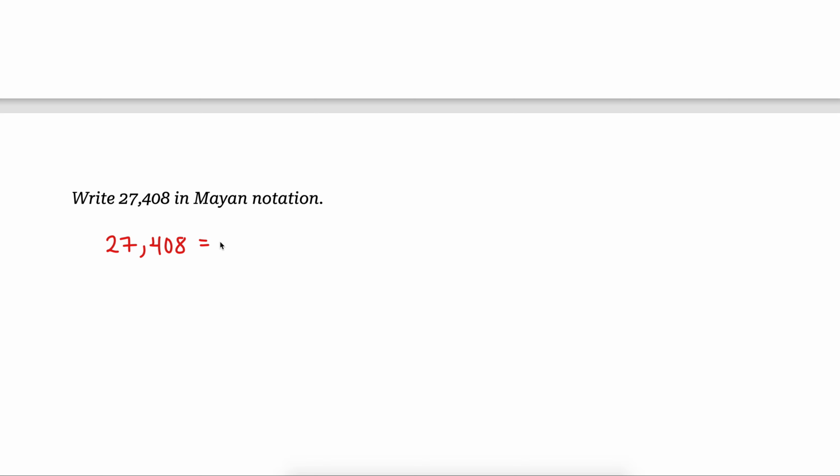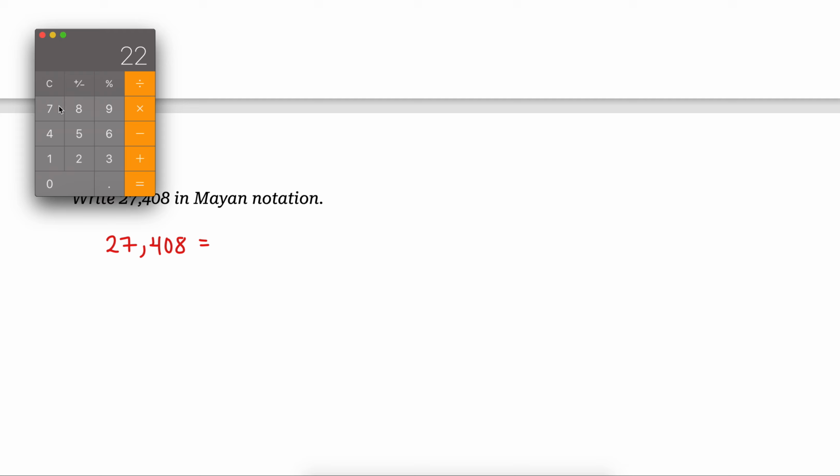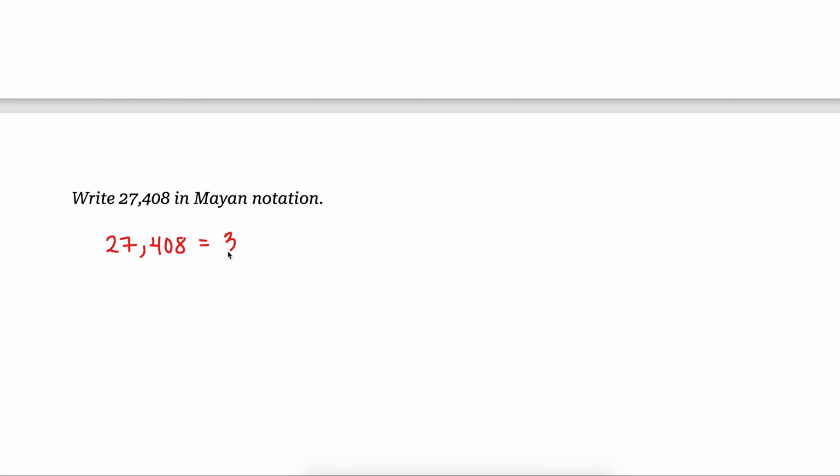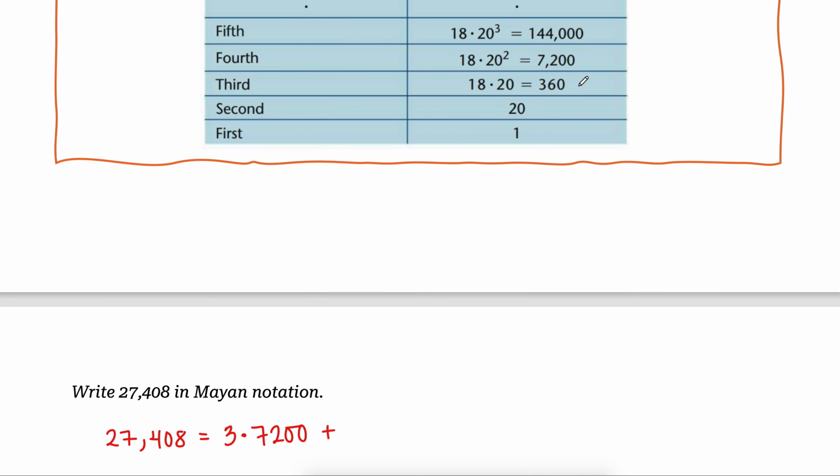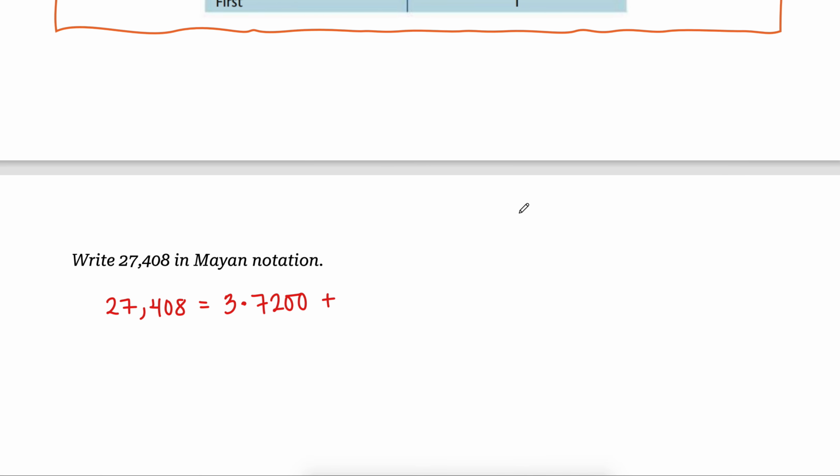So how many 7,200s are in this number? So again, I'm going to pull up the calculator. 27,408 divided by 7,200 is 3, and then we have a long decimal, but it's that 3 that's important to me. So we have 3 7,200s. So let me scroll back up here for you all. So then we're going to look for 360s out of what's left.